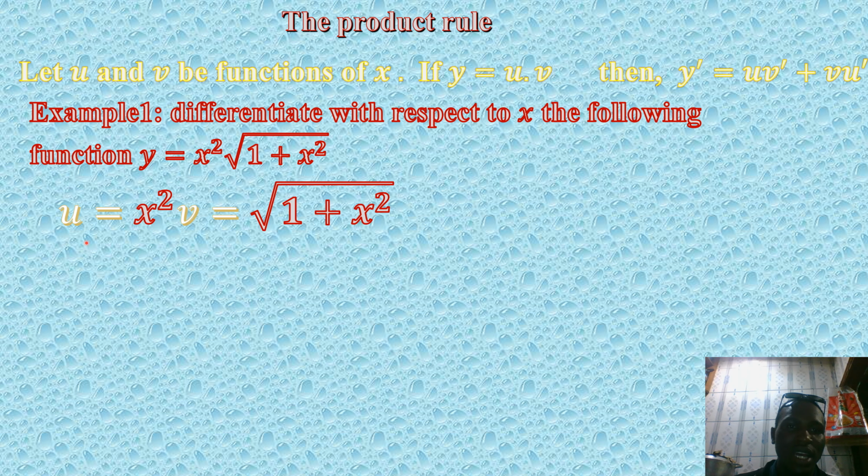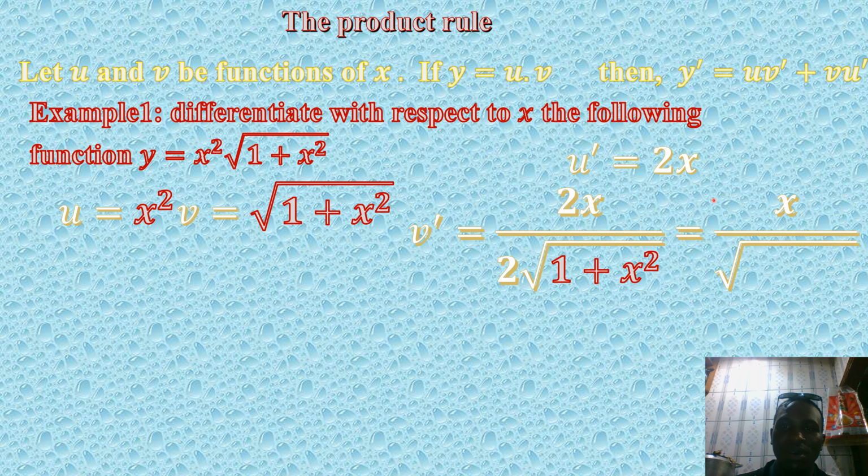So we are going to let u be the first part of the function and v be the other part. This is a product of what? x squared times square root of 1 plus x squared. So my u is x squared and my v is square root of 1 plus x squared. From there now, we just have to look for u prime and v prime.